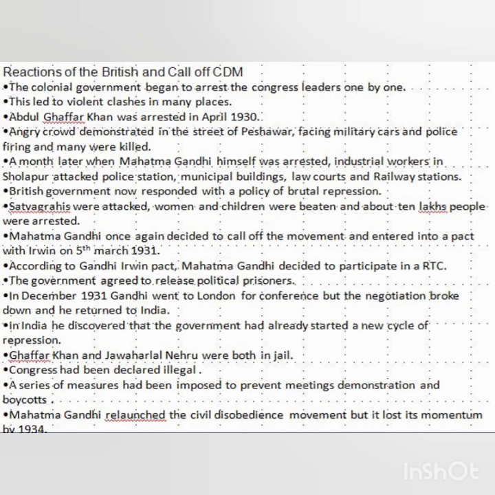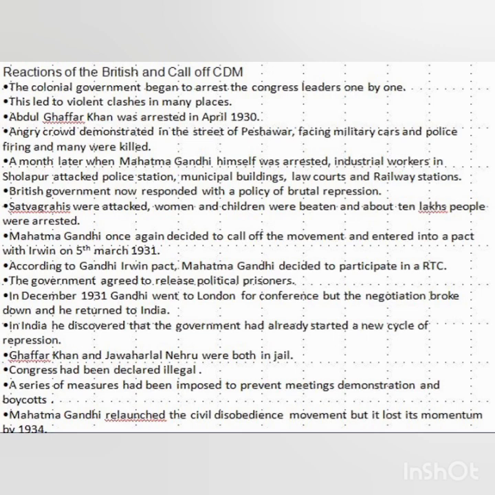According to the Gandhi-Irwin Pact, Mahatma Gandhi decided to participate in a roundtable conference. The government agreed to release political prisoners. In December 1931, Gandhi went to London for the conference, but the negotiation broke down and he returned to India. In India, he discovered that the government had already started a new cycle of repression, so he was very depressed.